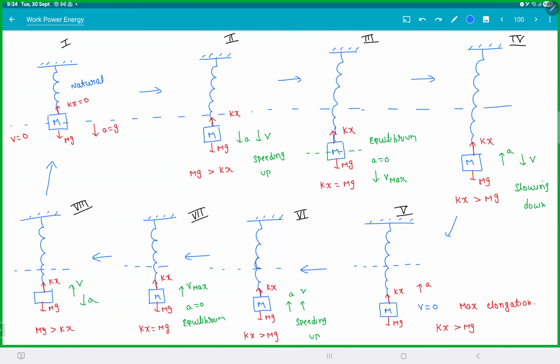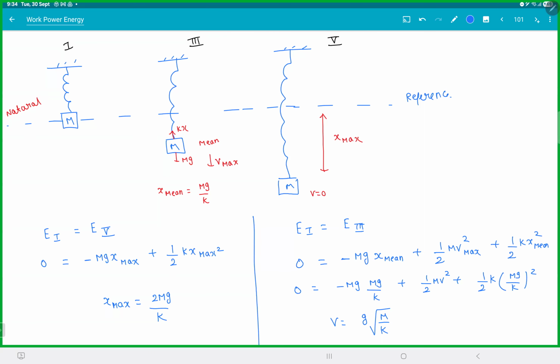This idea is important. How is the spring behaving? How is the block going? Now, once you know this, in the exam you will not make a mistake. At equilibrium, the most common mistake is kx equal to mg. You will stop doing that if you understand why the block won't stop at equilibrium. Any doubts on the steps? All clear with this?